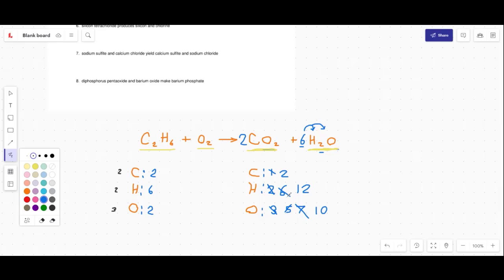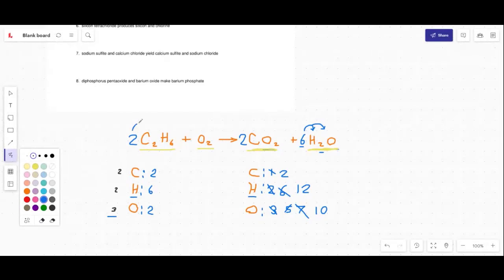Unfortunately, I could try to balance oxygen here, but it wouldn't necessarily be the best idea because remember I want to save oxygen for last, and by doubling the water here, I've now unbalanced hydrogen. So I have to rebalance hydrogen before I balance oxygen. So I have 12 hydrogens over on the right-hand side, but I only have 6 on the left. What do I have to do? Put a 2 in front of the C2H6, right?